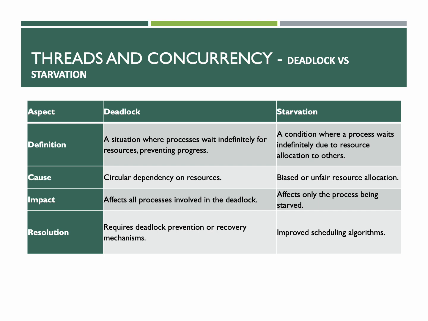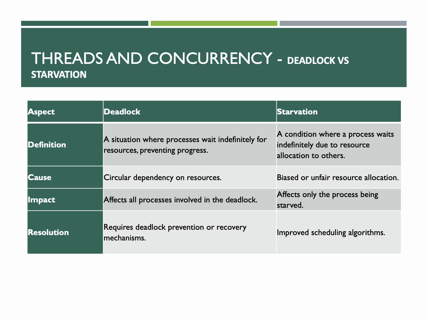Okay, so here we'll see deadlock versus starvation. Concurrency in operating systems can lead to issues like deadlock and starvation. These terms describe situations where processes are unable to make progress due to resource conflicts, but their causes and impacts differ.